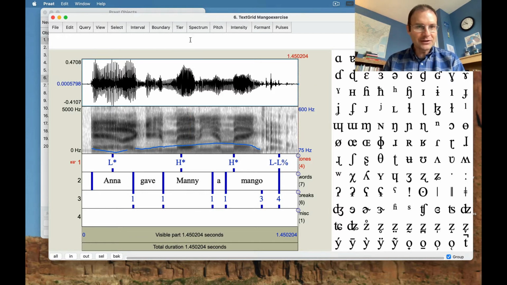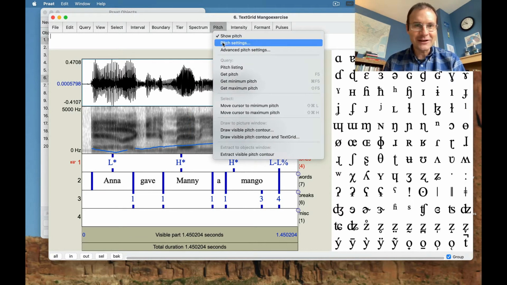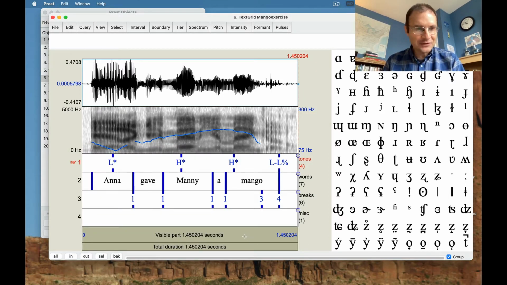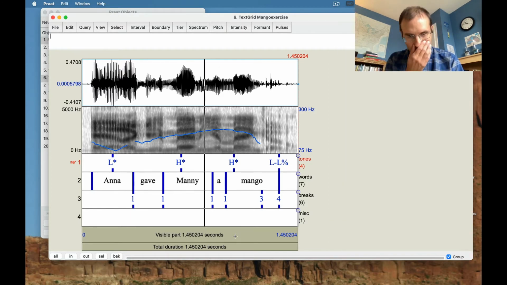I think the first thing I'm going to do, not having changed this since last time, is to reduce the pitch settings a bit. So this is the first token we listened to: "And I gave Manny a mango." The reason I need to lower the upper end of this pitch range is because it's me speaking, as you may have noticed. And this is the candidate transcription we've got.